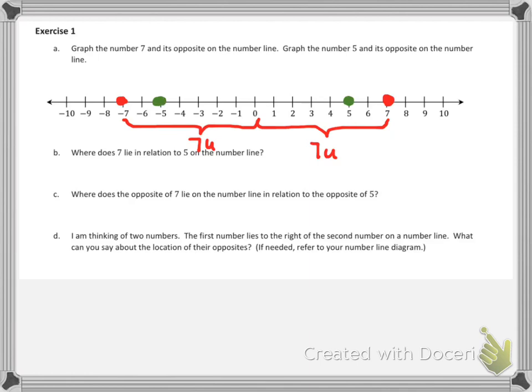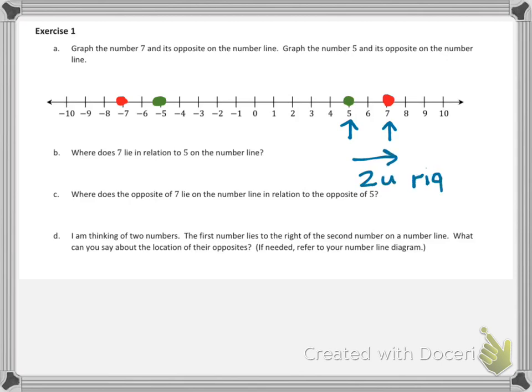Okay, and then let's answer some of our questions. So let me get this out of the way, and let's see if we can answer any of these questions here. Where does 7 lie in relation to 5? Well, 7 is here, and 5 is here. So where does 7 lie? 7 lies 2 units to the right. So 2 units to the right is where 7 is in relation to 5.